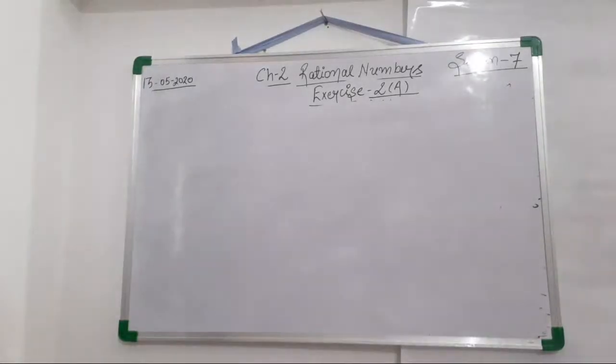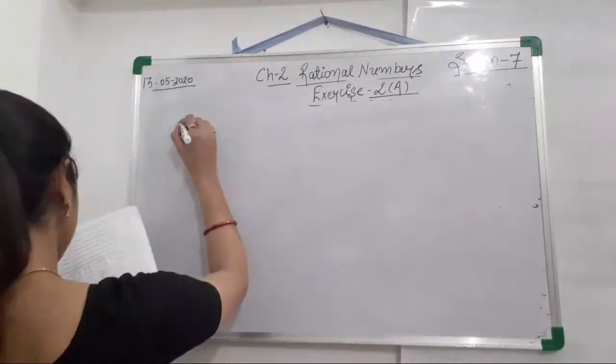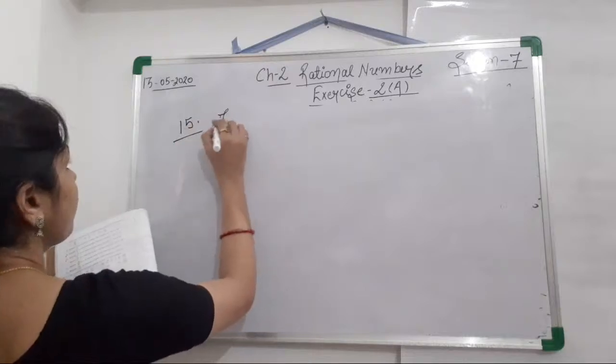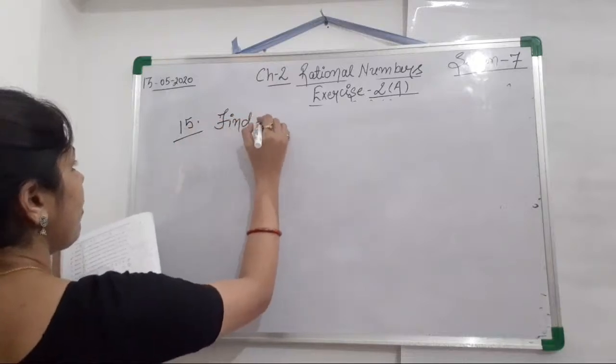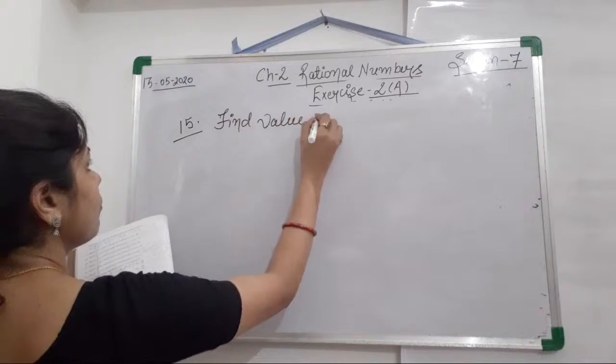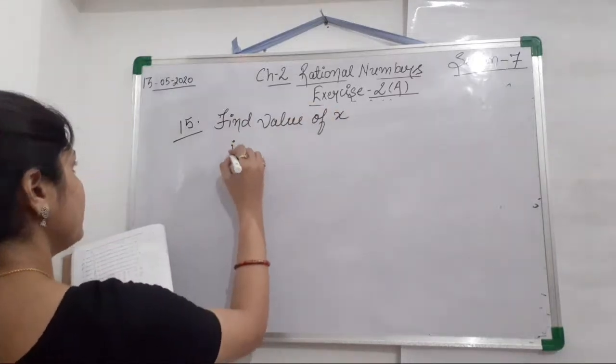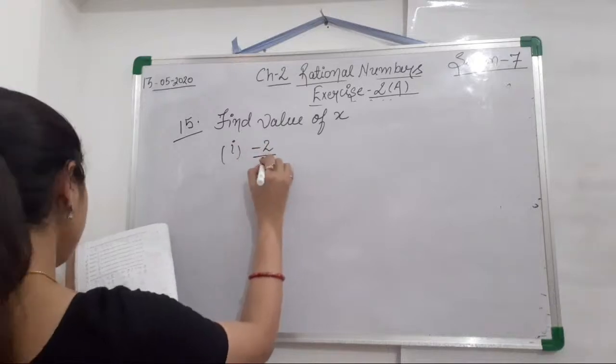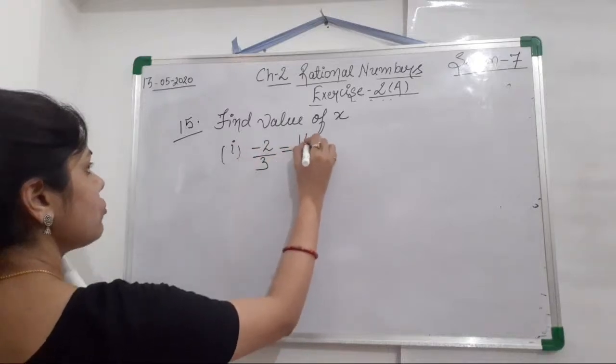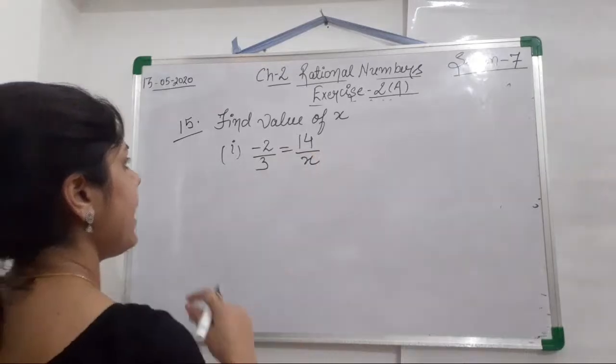Now come to the 15th question. Find the value of x. First question: minus 2 by 3 is equal to 14 upon x.